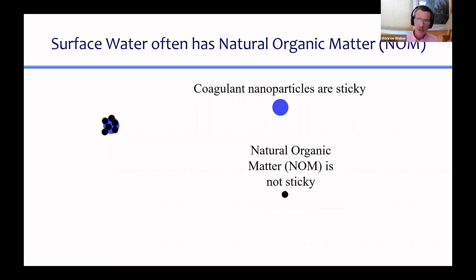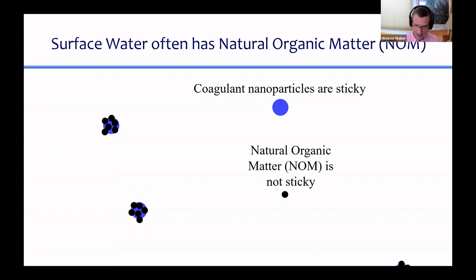So coagulant nanoparticles are sticky. Natural organic matter is not sticky. And the natural organic matter will happily stick to the coagulant nanoparticles. And so we get this little blob that I have there on the right. And if we take two of those and we try to get them to stick together, if the point of contact is a dissolved organic molecule, they won't stick because that dissolved organic molecule isn't sticky.